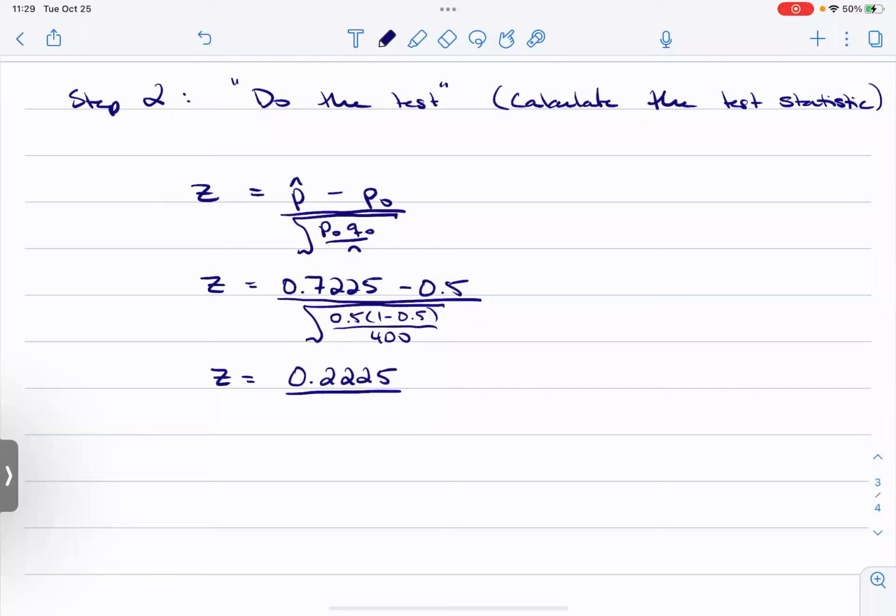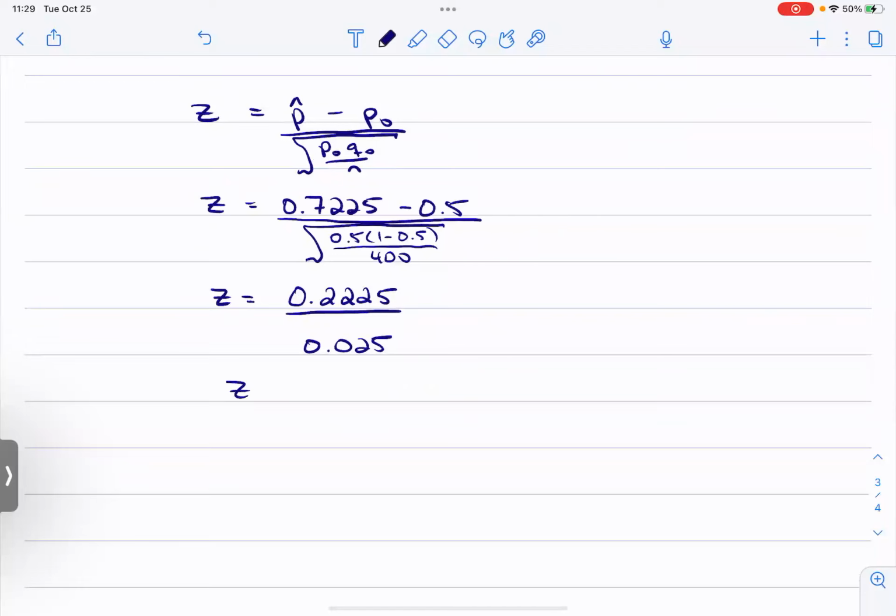0.2225 divided by 0.025. Don't forget to take the square root. Now, one bummer with picking a question, this one seems nice, is I did not check the Z, and it's going to be quite large, but I think that'll be good because it's one of those things that people struggle with. So maybe it's good to start with this one. We'll see. But we get a Z of 8.9.